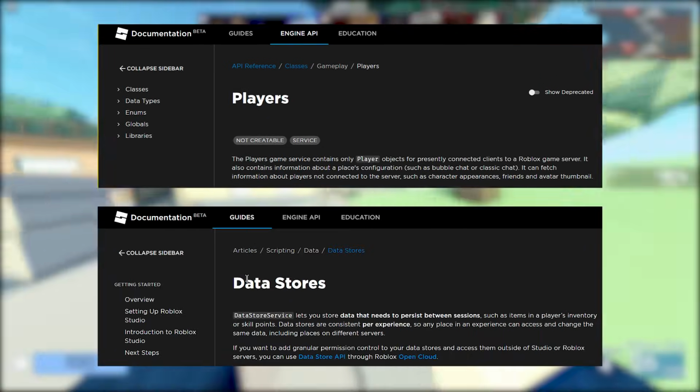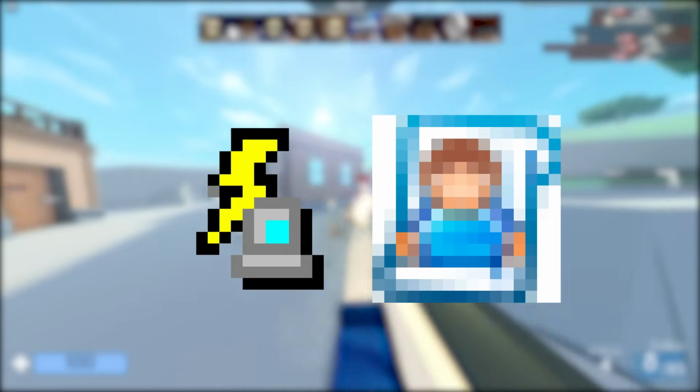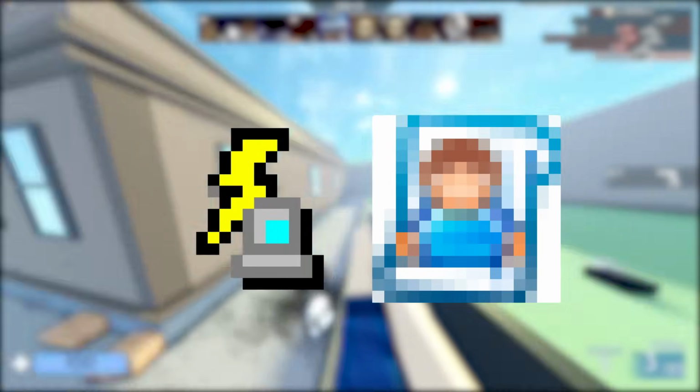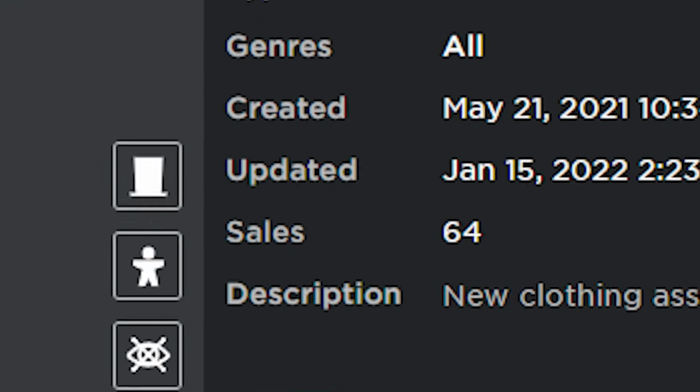After you master that one thing, branch out. For example, player service and data store service go hand in hand. Then connect that to something like GUI and use that to branch into remote events, local scripts, and scripting the UI on players' screens. One thing I want to add before the next section is that you are always learning. After a year of commissions, I'm still learning and it won't ever stop.